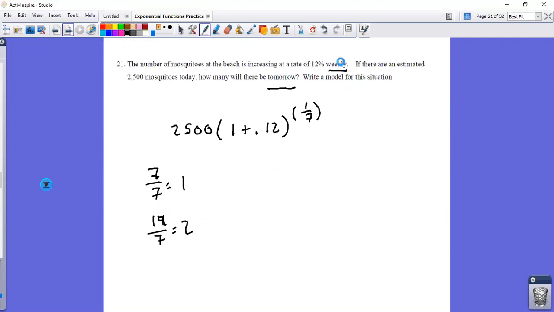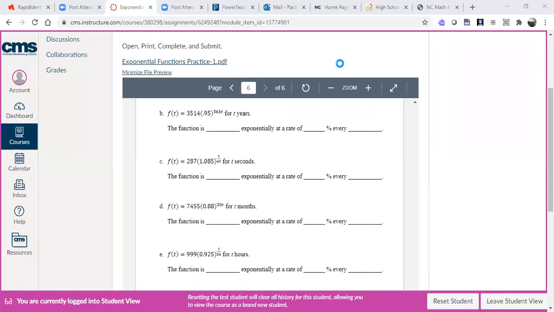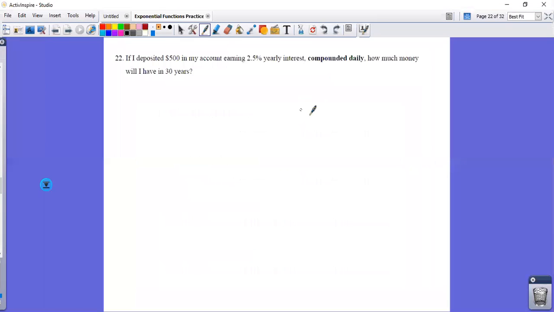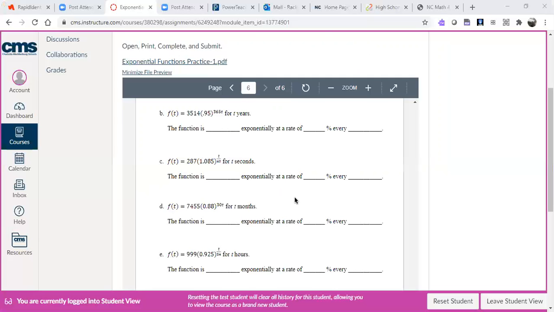So if your rate is in weeks and the time that you want is going to be less than that, you're going to need to divide. You have $500 earning 2.5% compounded daily, 365. So there are 365 days in a year times 30 years. That's just back to the regular compound. That one's not so bad. Just making sure you get those in your calculator.